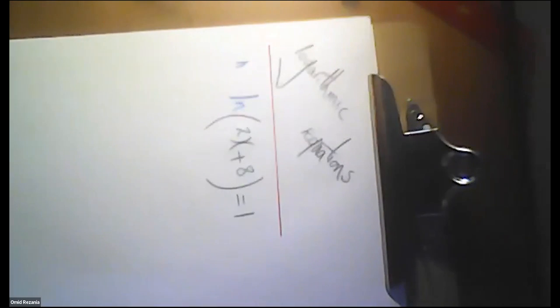I have ln of, let's say, for example, 2x plus 8 equals 1. This is one of the simplest equations that you will ever see in the logarithmic equation. How to solve it, guys?